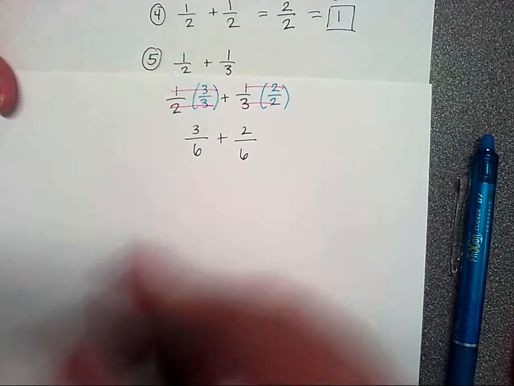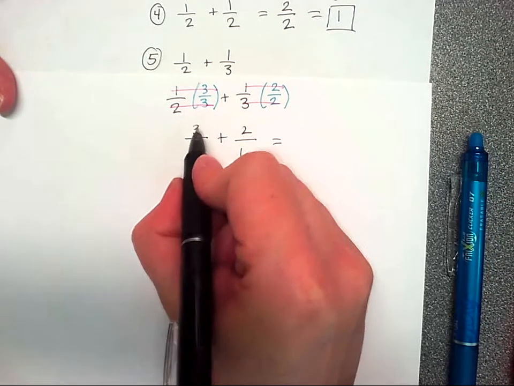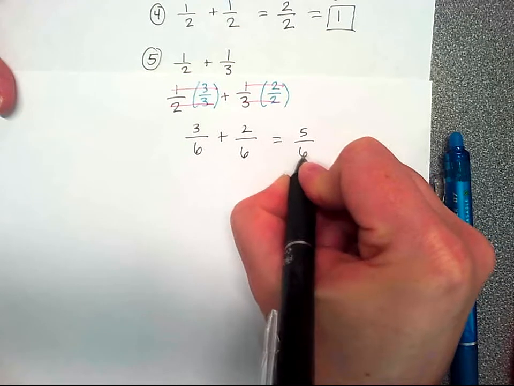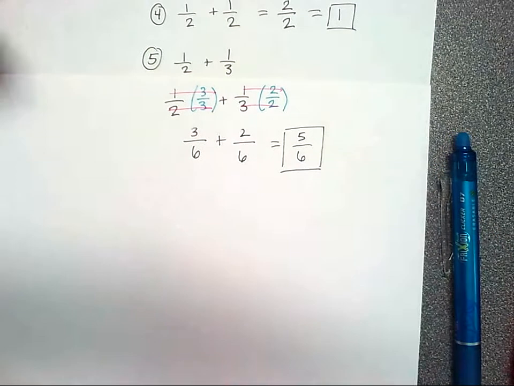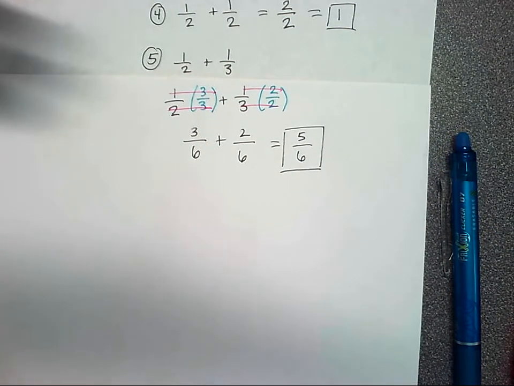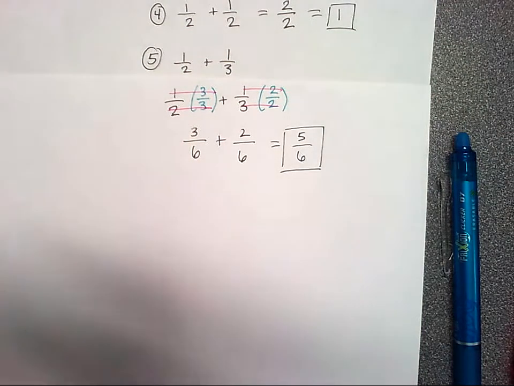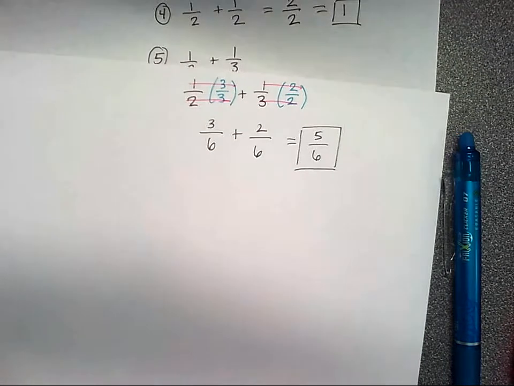Okay, I have a common denominator, right? So now I can combine my numerators. 3 plus 2 is 5, so I get 5 over 6. Okay, so remember, this will be on the test. You're only going to have a calculator that can do multiplication, division. It won't be able to do fractions.